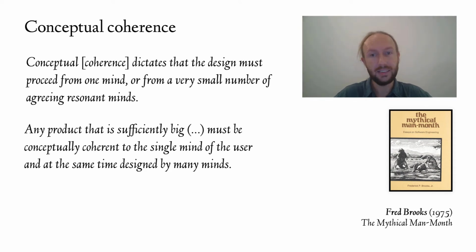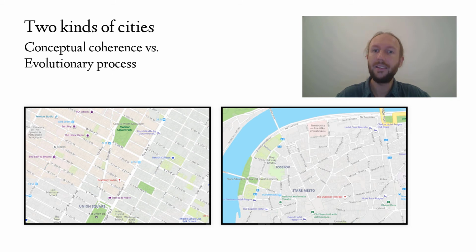Now, if you look at cities and urban planning, there are different kinds of cities. I have two example maps here. One is more or less conceptually coherent. This is Manhattan, New York, where you have the nice logical grid with street numbers that are easy to understand. And on the other hand, I have a map of Prague, which evolved very much through an evolutionary process and has no overall structure, at least not in the downtown part that you can see here.